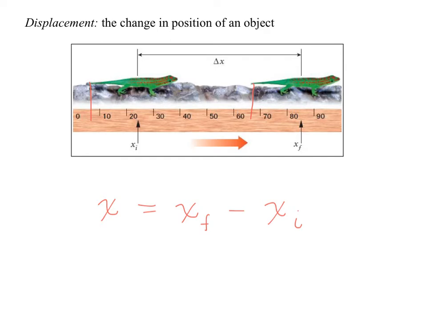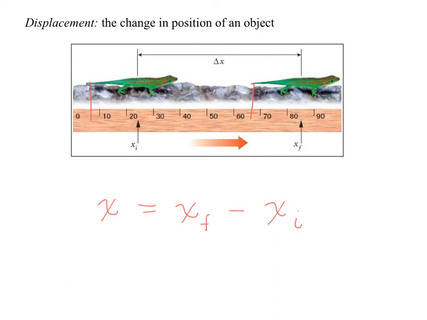What does delta mean? Change. Delta means change. So I'm not putting delta here because in the definition of displacement, the word change is already there. I know that I'm looking at xf, the final position, minus xi, the initial position, or the starting position. Okay? So that's what displacement is.